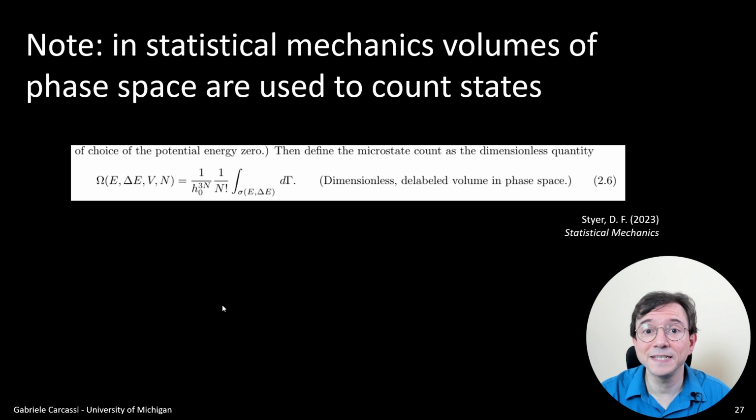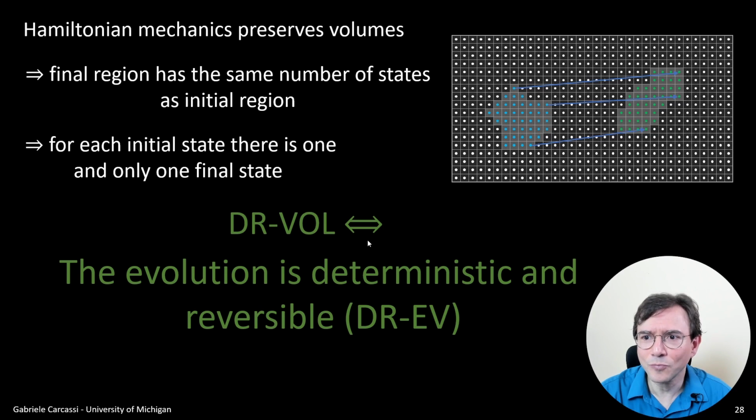Another thing to note is that in statistical mechanics, we use volumes of phase space to count states. For example, in this textbook, we define the microstate count as the dimensionless, labeled volume in phase space. You see we have an integral in d lambda here, which really represents phase space. So we already have a physical connection between phase space volumes and physics. And so Hamiltonian mechanics, we saw, preserves volumes, which means that the final region has the same number of states as the initial region.